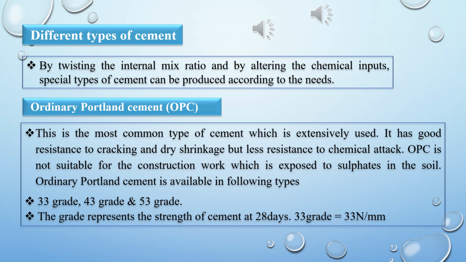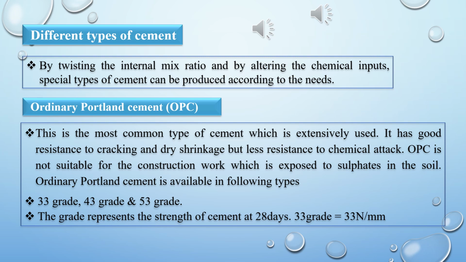Ordinary Portland cement is available in the following types: 33 grade, 43 grade and 53 grade. The grade represents the strength of cement at 28 days. 33 grade is equal to 33 Newton per millimeter squared.